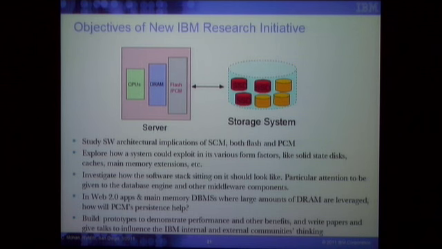We, of course, are very much aware of all the things that are going on in the open source community, especially in the context of Web 2.0 type environments like Facebook, Twitter, and such, where large amounts of DRAM, as I mentioned before, have been leveraged. And projects like the RAM Cloud are also trying to make a difference.